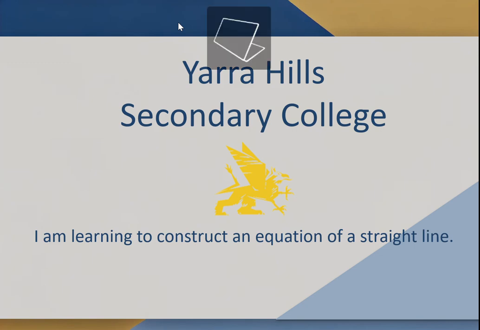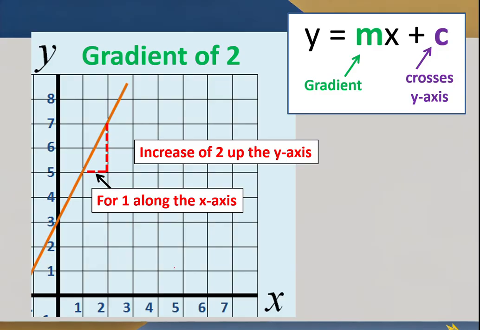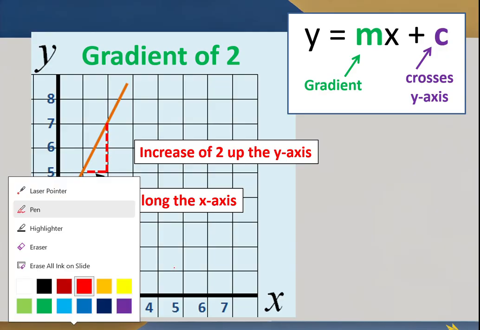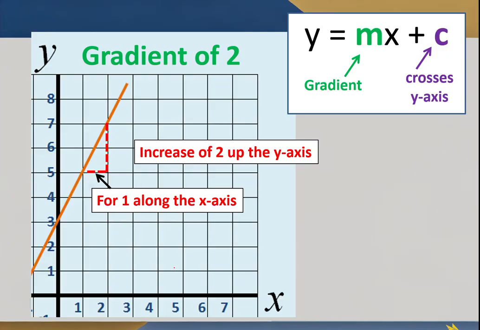Learning to construct an equation of a straight line. If we are constructing an equation for the straight line, we need to be thinking about the m referring to gradient and c referring to where it crosses the y-axis in the standard form y equals mx plus c.